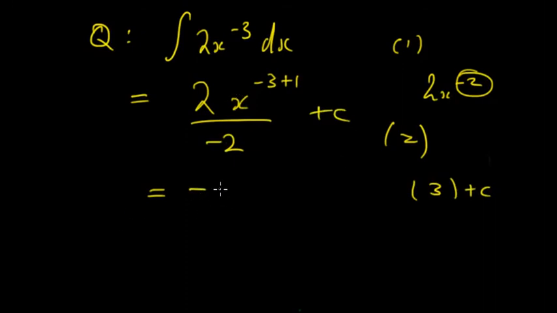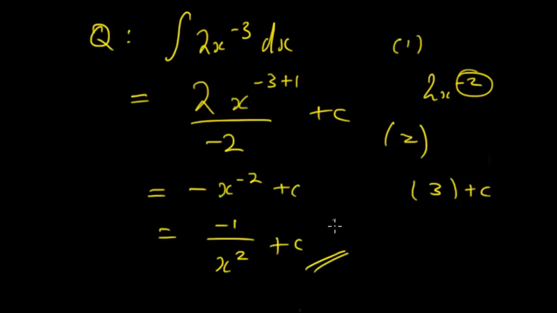This solution gives us negative x to the negative 2 plus c, which is equal to negative 1 over x squared plus c. Now when you diff this, you'll be able to work out that you get the same solution. So you bring the negative 2 down, negative 1 times negative 2 gives you 2. Then minus 1 from the power, so negative 2 goes to negative 3, and we get x to the negative 3, and then there's obviously not going to be a constant, so plus 0.